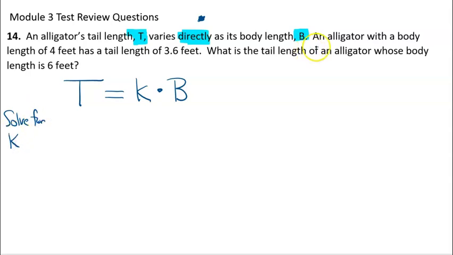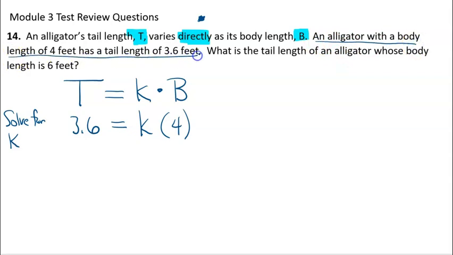So keep reading. An alligator with a body length of 4. Remember, B stood for body length. So we don't know K, but we know B is 4. Has a tail length of 3.6. So we just plug in. That second sentence just tells you exactly what to plug in for T and for B. Now you do the math to solve for K.